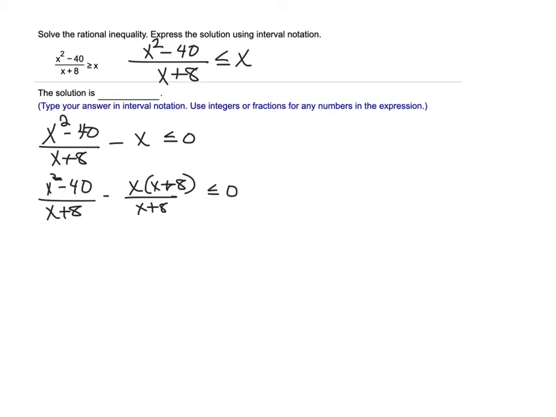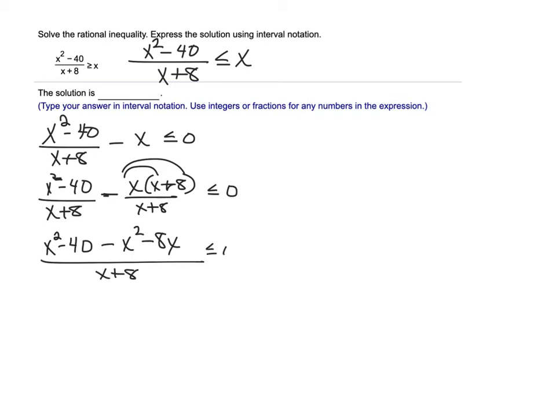So in the top, let's see, we have x squared minus 40. This minus right here, we want to distribute the x through, so that would be negative x times x, x squared. Negative x plus 8 is minus 8x. That is all over x plus 8, less than or equal to 0. We're almost there. We can subtract out x squared minus x squared. That gives us negative 40 minus 8x over x plus 8 is less than or equal to 0.